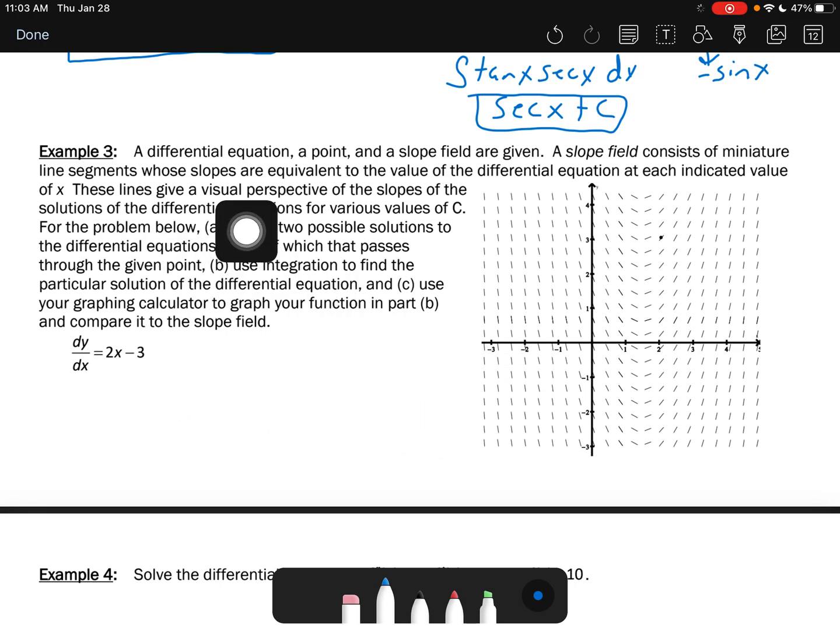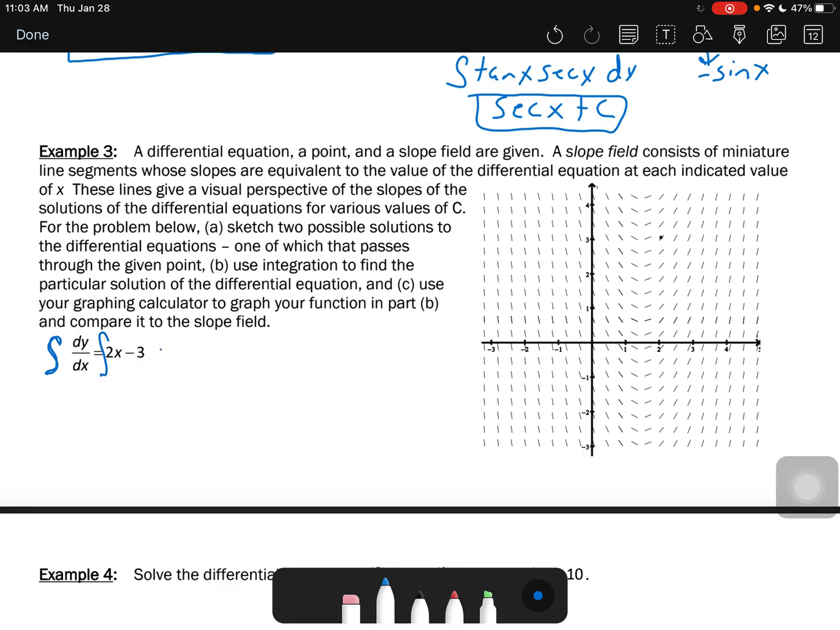These lines give a visual perspective of the slopes of the solutions of the differential equations for various values of c. Now recall, we're going to spend more time solving differential equations, but remember the inverse operation of derivative is antiderivative, or integral. So if I wanted to solve this for y instead of the derivative of y with respect to x, I would take the antiderivative of that side, but then I also have to do it to the other side. That's really what we're doing.